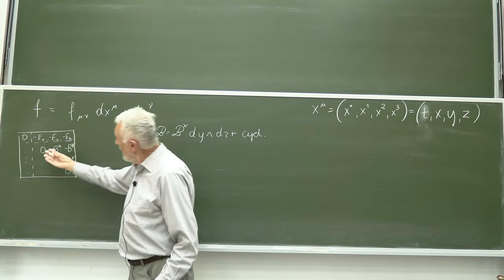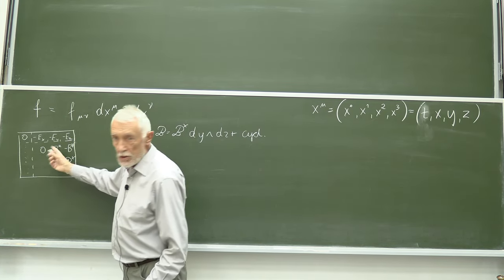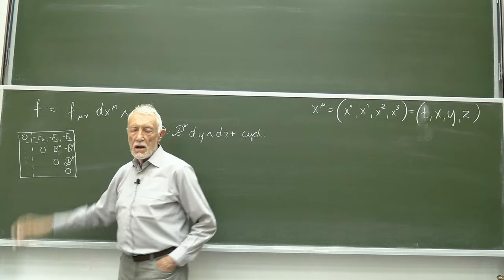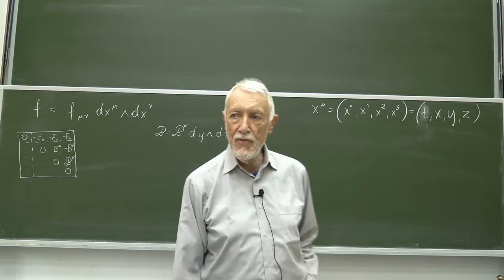Okay, so this is one way to identify the electromagnetic field. Because it must be anti-symmetric, it is sufficient to fill the upper half of this matrix.